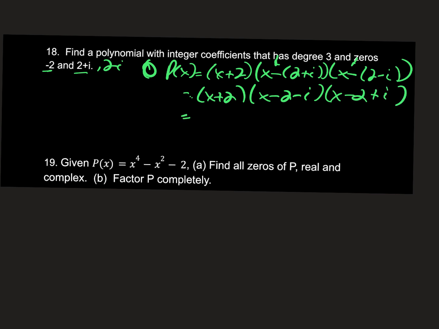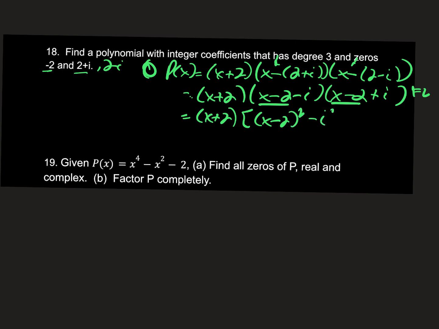Now, I'm still going to leave this x plus 2 sitting out here, but if you look at these second two parentheses, they're conjugates. They both have x minus 2, and then they have a minus sign and a plus sign. So I'm going to do FOIL right here. If I do first, I'm going to do x minus 2 times x minus 2. That's x minus 2 squared.